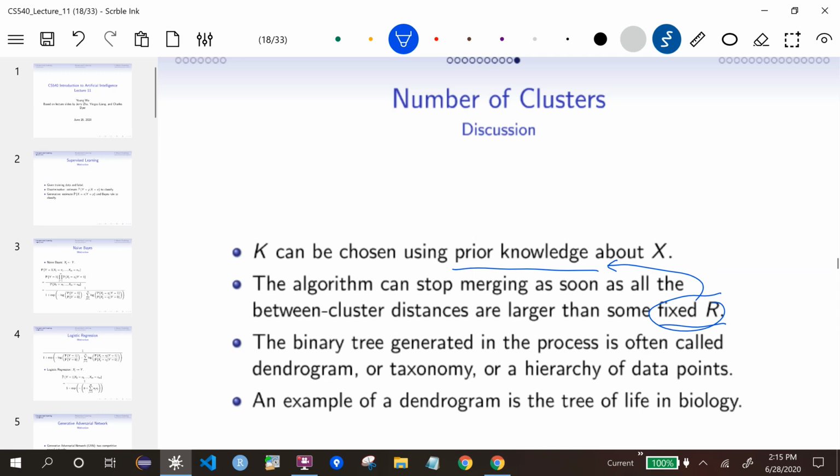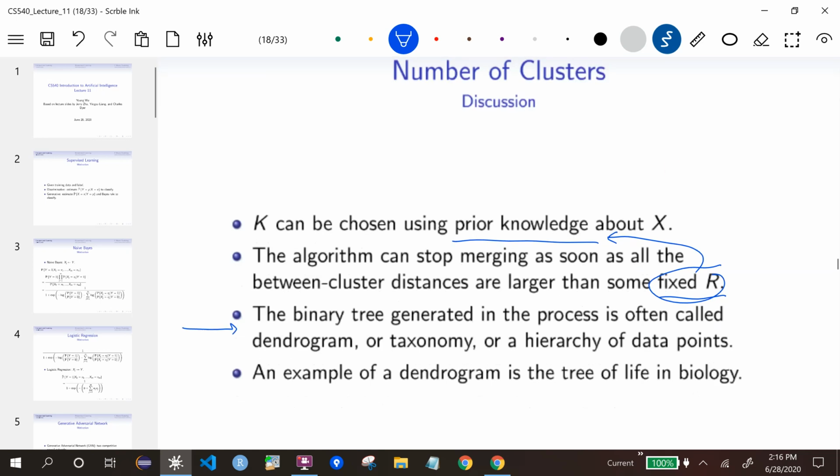And sometimes we just don't care about the number of clusters. We just generate the complete tree, and the tree is called a dendrogram. It's basically a hierarchy of the points without saying how many clusters we want exactly. One example of this is the tree of life. Think about the ways we group animals and plants into smaller groups. The similar animals are grouped into one group, and we're going to give them a name.